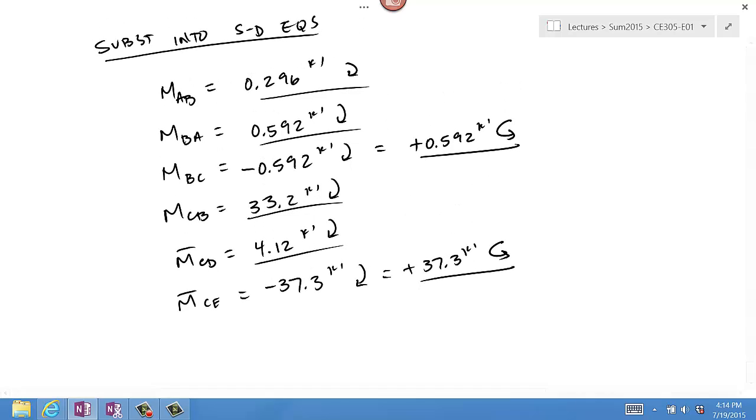So in the end, you have the summary of all the member end moments, some of which are also reactions. So for example, if you take a look at the original problem, you have a fixed support at A. So actually in this case it's only MAB that would represent a reaction. The rest are all internal forces. Now you can break up the individual segments as we've done for the beams, so you can solve for any remaining reactions. So this concludes this example.